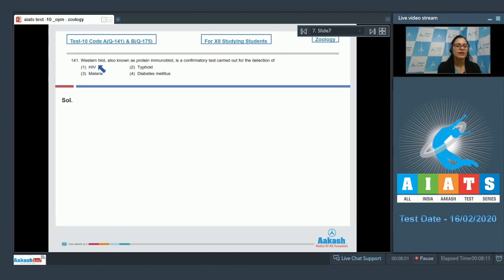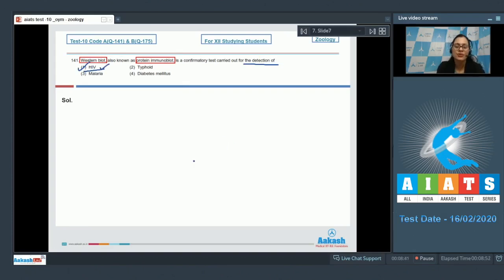Question number 141. Western blot, also known as protein immunoblot, is a confirmatory test carried out for the detection of, and the options given are HIV, typhoid, malaria, diabetes mellitus. Western blot or protein immunoblot separates and detects specific HIV antibodies. So it is used for the detection of HIV. So option number 1 is the correct answer.